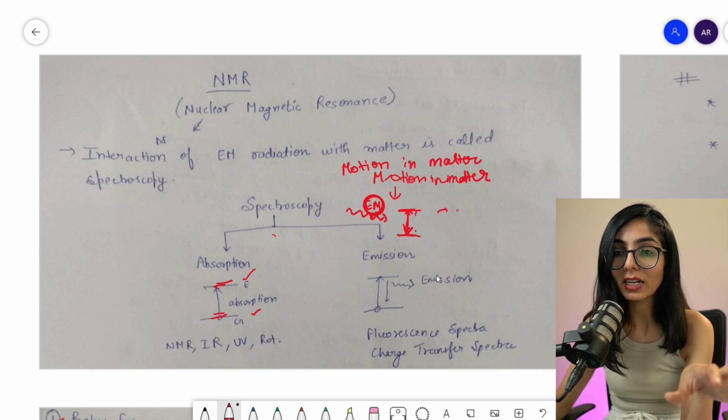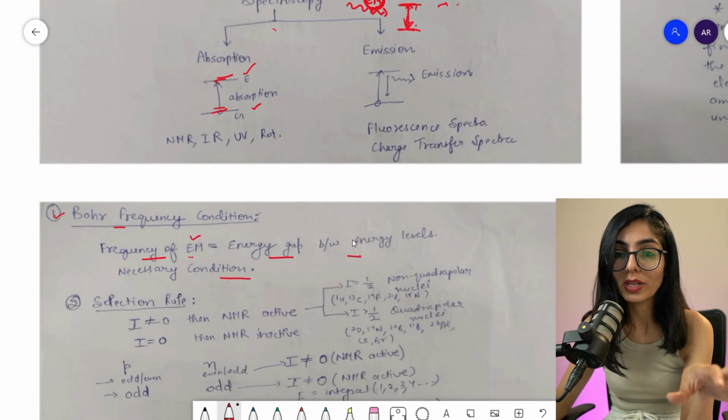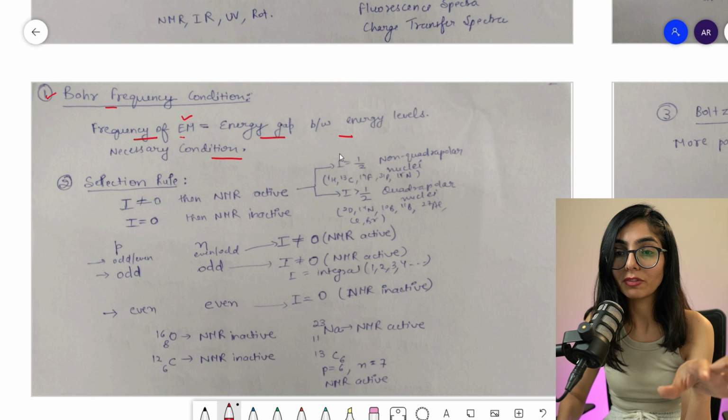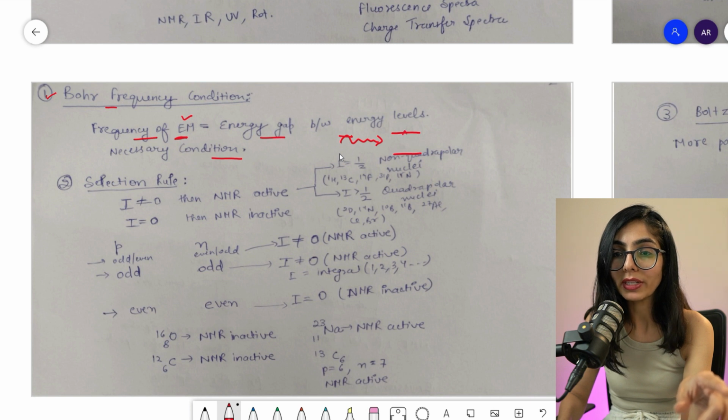So motion in matter, due to which energy levels will be created like this. And what will happen now is that the energy gap between these energy levels, whenever we put any electromagnetic radiation, its energy should be equal to this energy gap, then only it will give a signal, otherwise it won't be possible. And the same is the condition over here. The Bohr frequency condition is that the frequency of electromagnetic radiation should be equal to the energy gap between energy levels, I'm talking about these. This energy can also be written in terms of frequency.